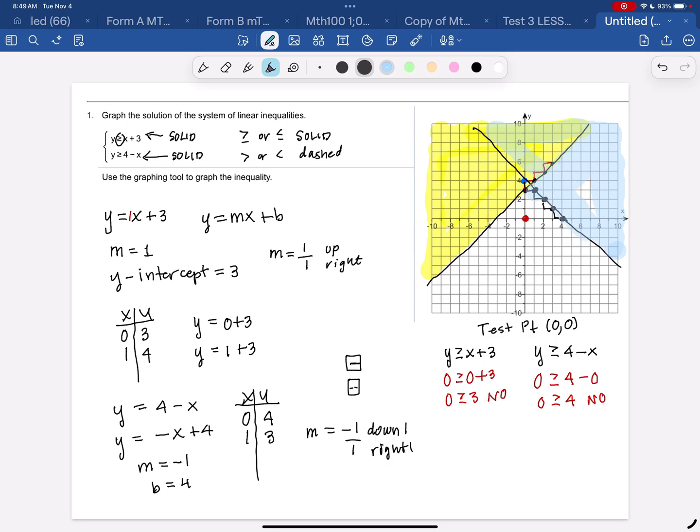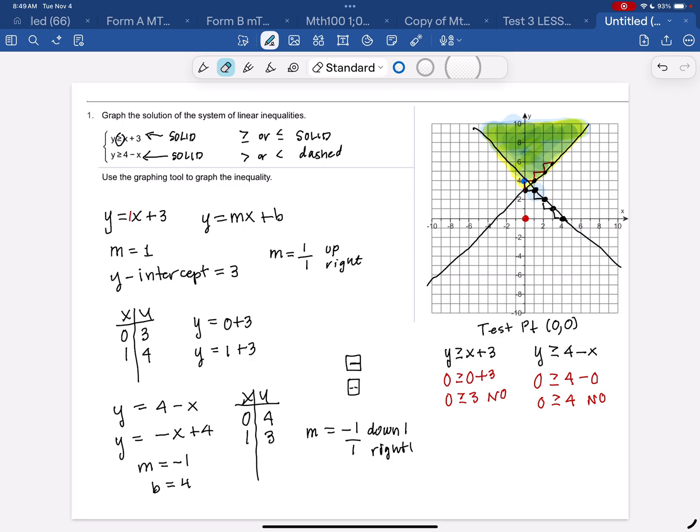Now, I've got an area where these overlap. These overlap in this section up above, and that's my actual solution. So this can't be shaded, okay, when I do it in my math lab. This can't be shaded, okay. Only that overlap is my solution.